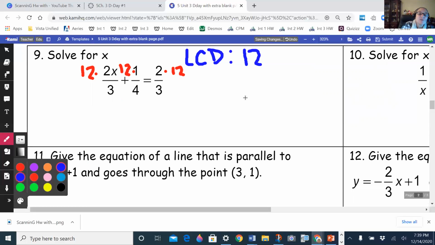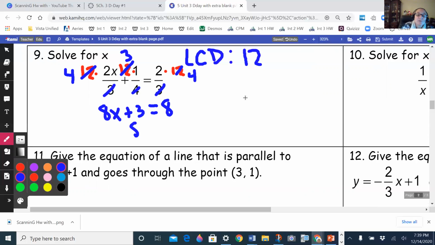Now, when I do that, 3 goes into 12 4 times, and 4 times my 2x is 8x. 4 goes into 12 3 times, and 3 times 1 is 3. And 3 goes into 12 4 times, and 4 times 2 is 8. I'm going to minus 3 from both sides. I'm going to divide both sides by 8, and I get 5/8 as my answer.